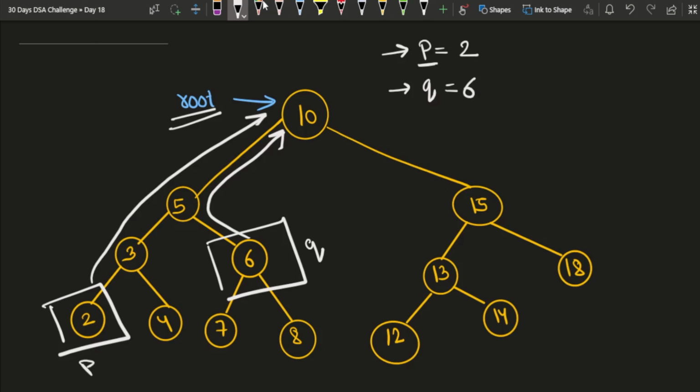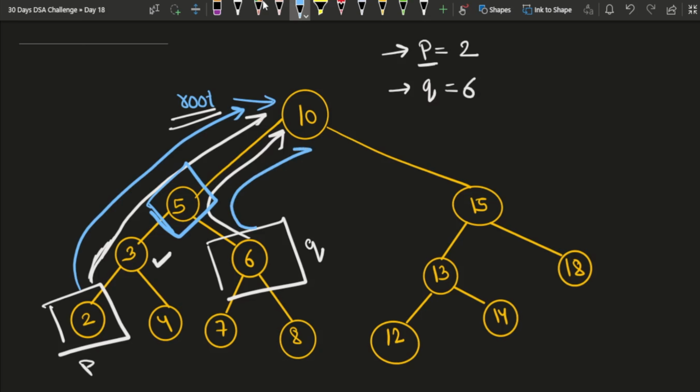Now the first node which is common in both the paths is the lowest common ancestor, right? See, in this particular path, if I'm considering the path from node P up to my root node, then the first node is 3, right? But this node 3 is not coming in the path from Q to root, right? But if I consider this node 5, then it is coming in the path from P to root, and it is also coming into the path from node Q up to my root. So you can say that this node 5 is common in both the paths, right?